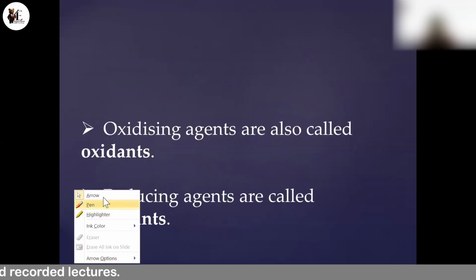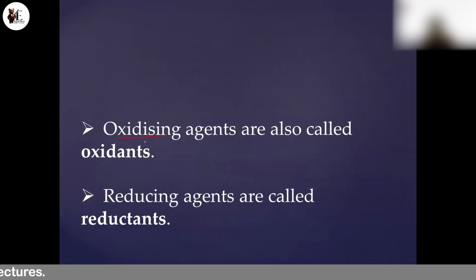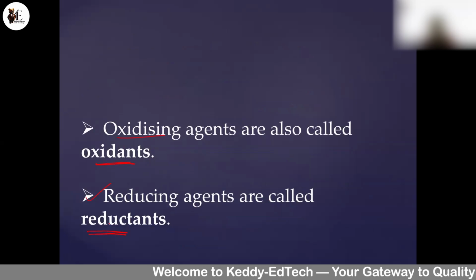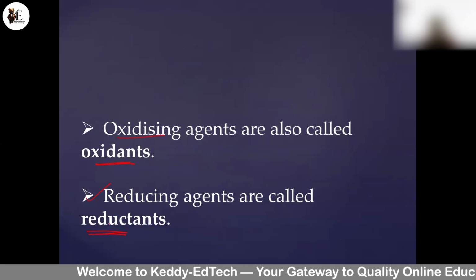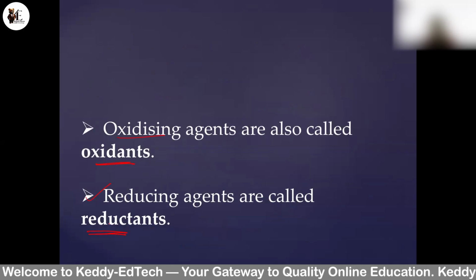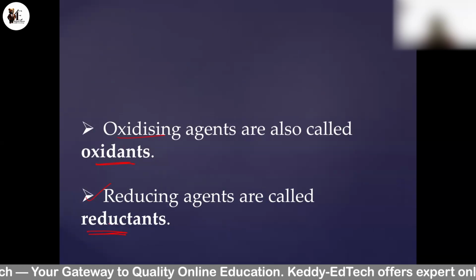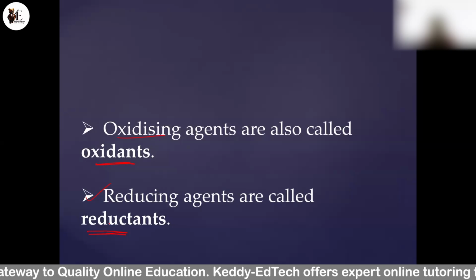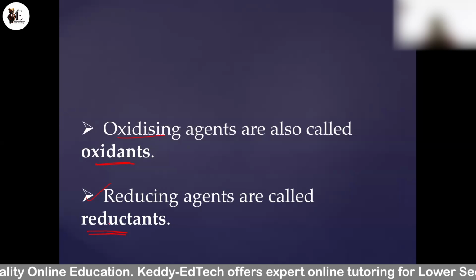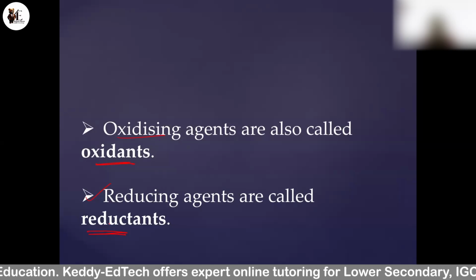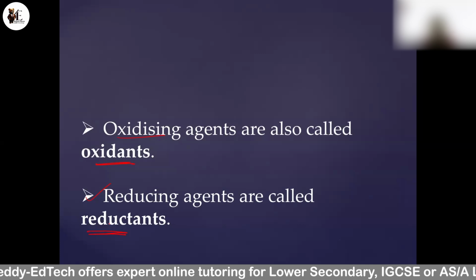Now, another point to note is that oxidizing agents are sometimes also called oxidants, and reducing agents are also called reductants. So, if the question asks you to identify the oxidant, it means the oxidizing agent. Oxidizing agent means the substance which is reduced. If the question says you have to identify the reductant, you have to understand that reductant and reducing agent are one and the same thing. Reducing agents are those substances which are oxidized themselves.